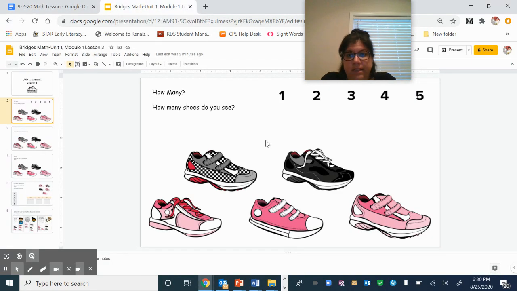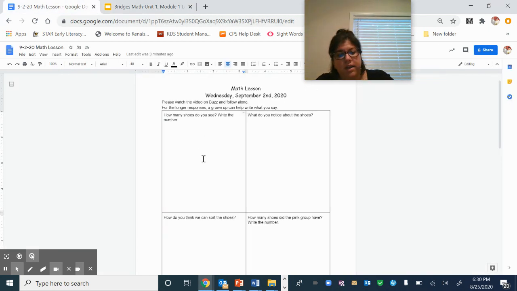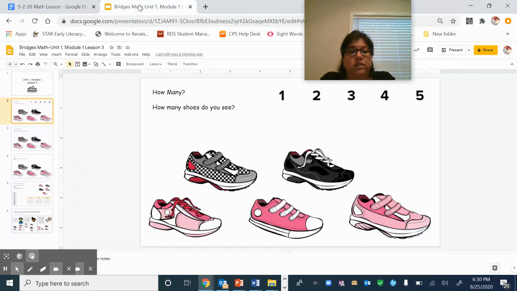All right, let's count. Let's count together. I want to hear you counting all the way through my computer and your computer, okay? Let's count together. 1, 2, 3, 4, 5. How many shoes are there? Yep, there's 5 shoes today. So I'm going to go back here to mine and I'm going to put a big number 5 there because we are working with 5 shoes today.